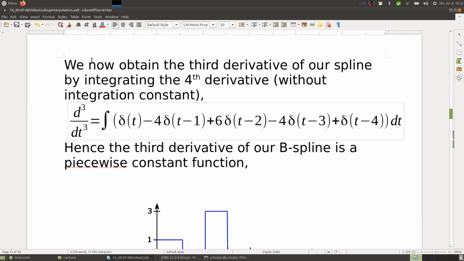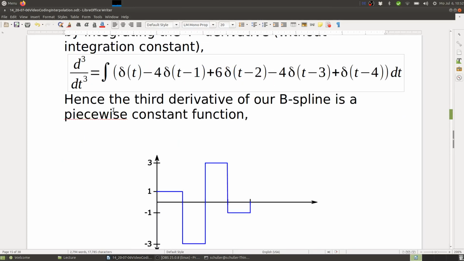Yeah, so when we have the 4th derivative, we obtain the 3rd derivative simply by integration, right? And we start without the integration constant. We add this integration constant later to obtain our continuities for the different derivatives. So first, simply enough, we have just the 3rd derivative, and for the 3rd derivative we have no continuity constraints. So here we also don't need an integration constant.